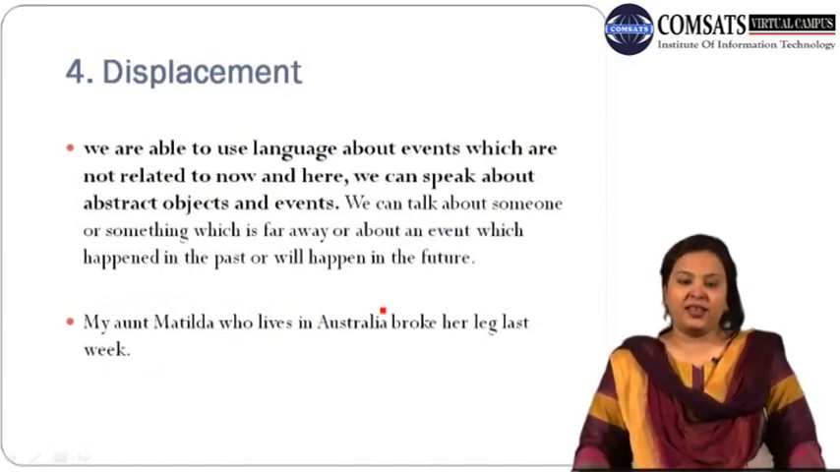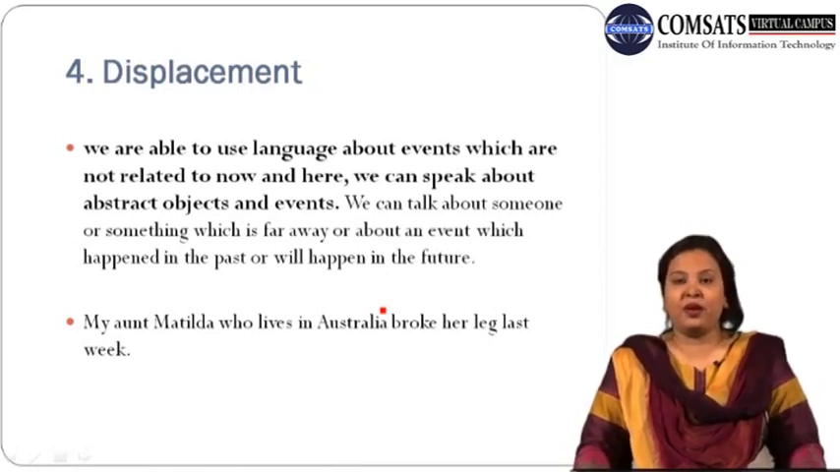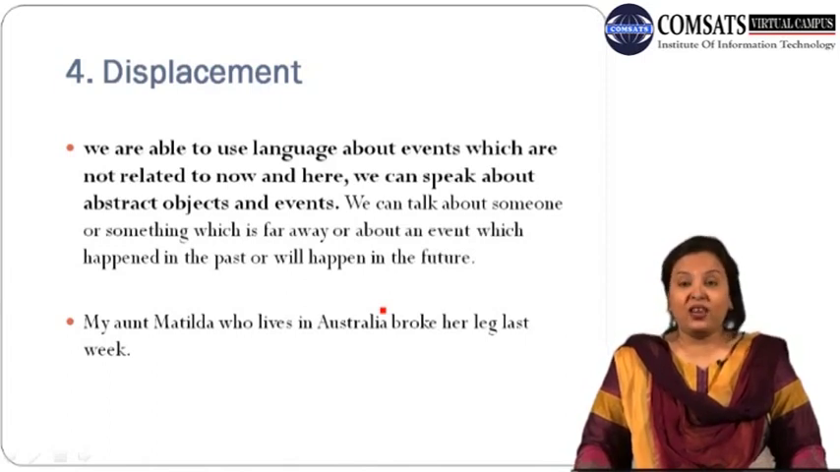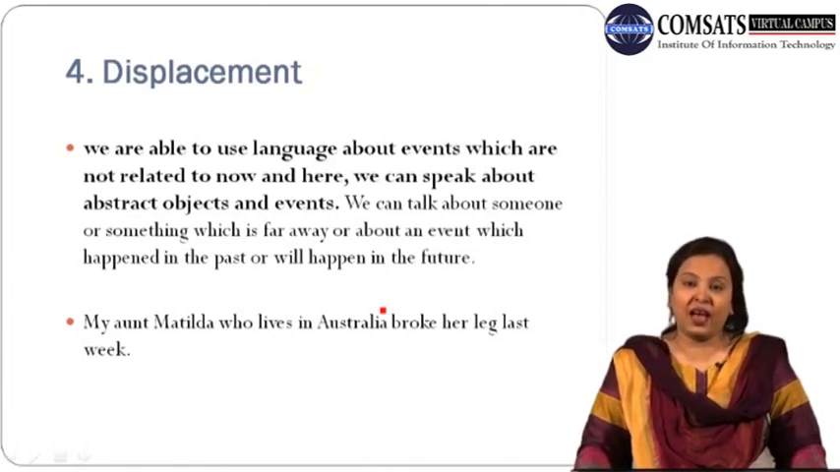Now our next point is displacement. Displacement is that you use language to talk about people, to talk about something that is not around you, meaning that thing is at a distance. For example, I'm sitting here in front of you people, but if I'm talking about my daughter at home, then I can say, my daughter was wearing a red frock today. So I can talk about a person or an object which is very far away from me right now. This is the displacement feature of the language.